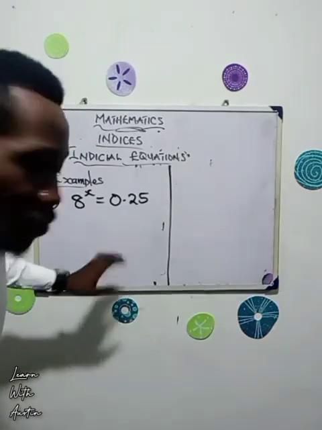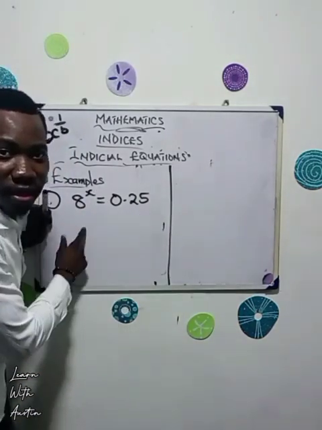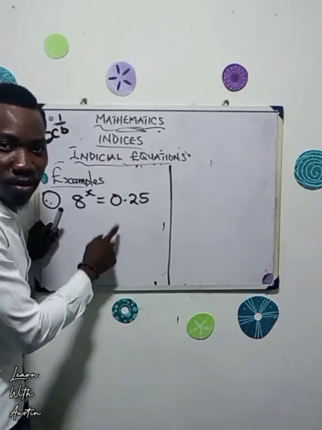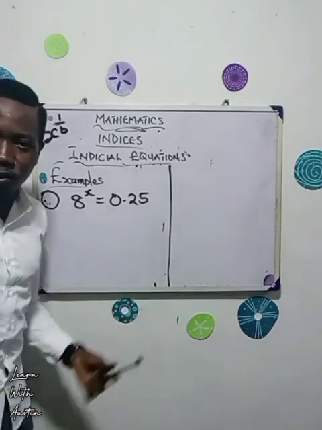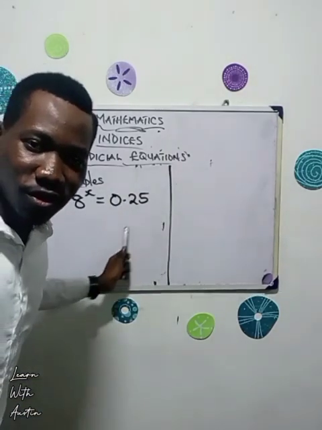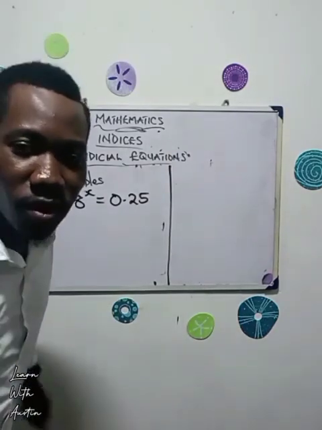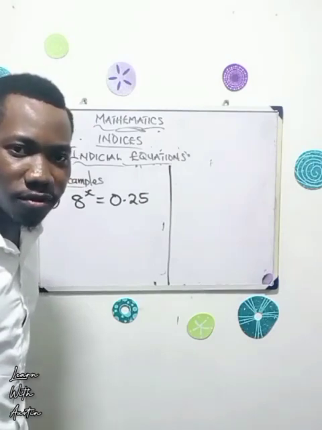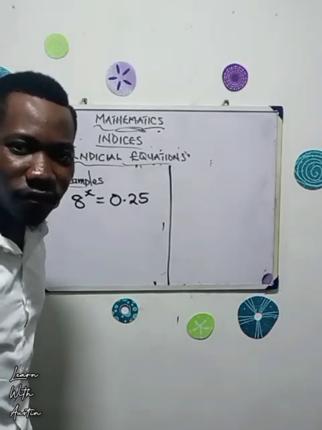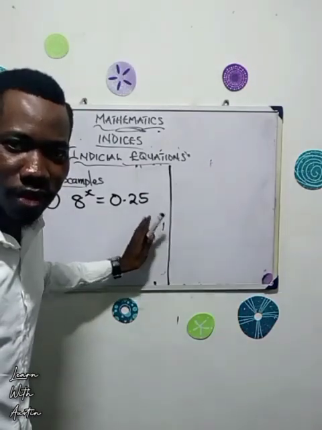So are we done? Minus 2, let's see. 8 raised to the power of x equals 0.25. So what do we want to do? First thing, change your decimal to fraction. So what will 0.25 be as a fraction? Can we change that to fraction? That's the first thing you want to do.